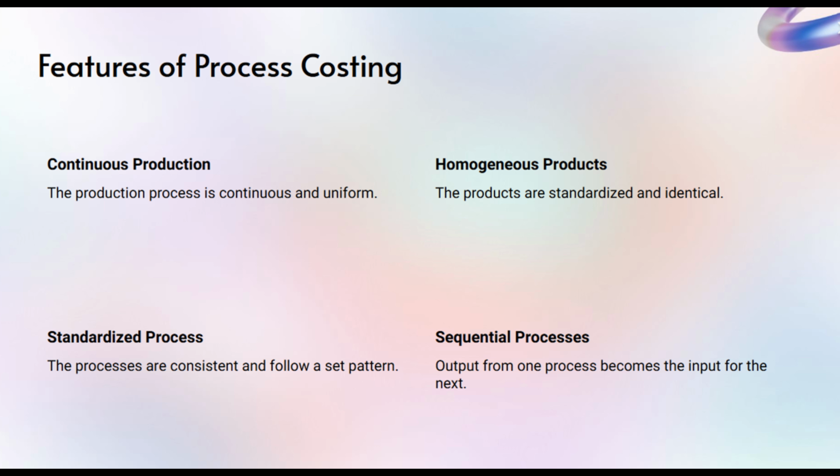Feature four, sequential process. Output from one process becomes the input for the next process. For example, in a baking industry where one person is responsible for baking the cake, another person is responsible for decorating the cake, and another person is responsible for delivering the cake, the output of the first person baking the cake serves as an input for the next person decorating the cake. And then the person decorating the cake serves as an input for the person delivering the cake.